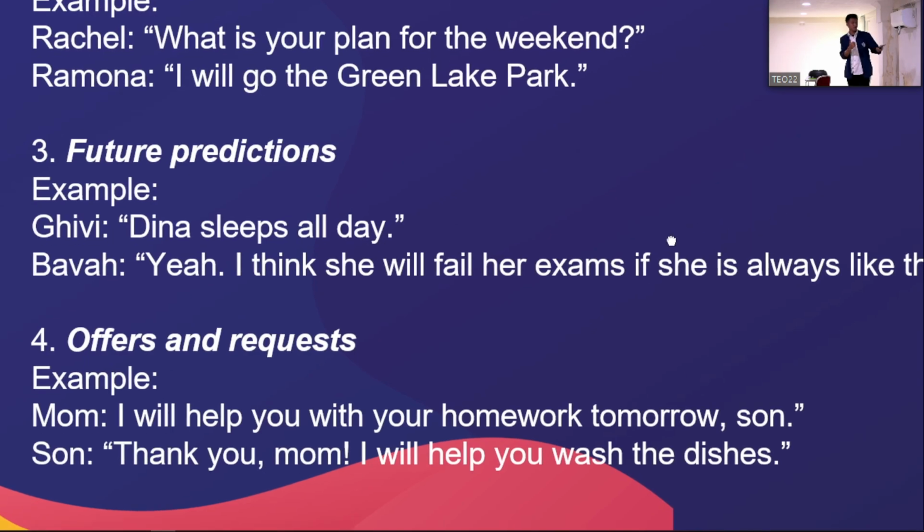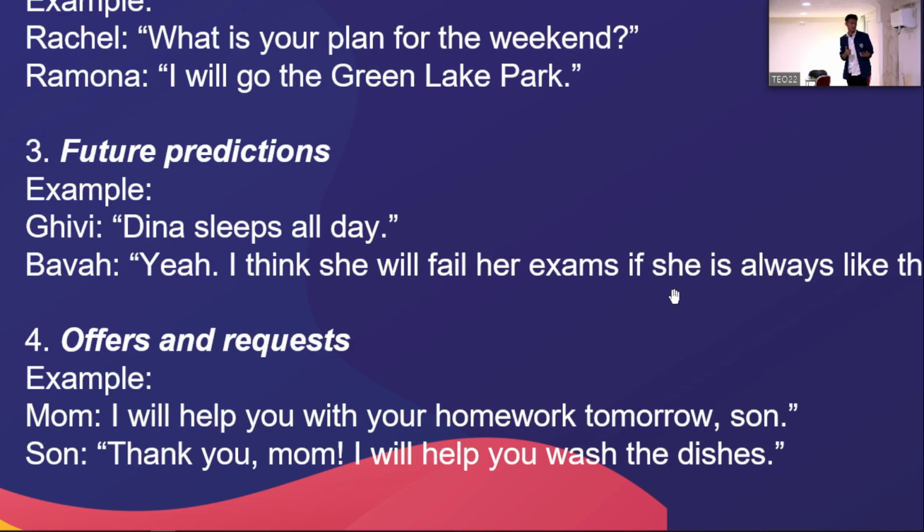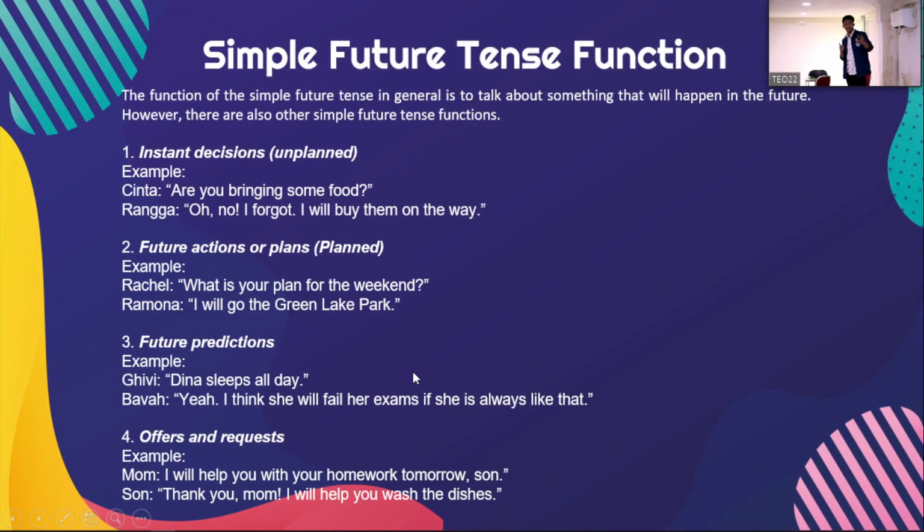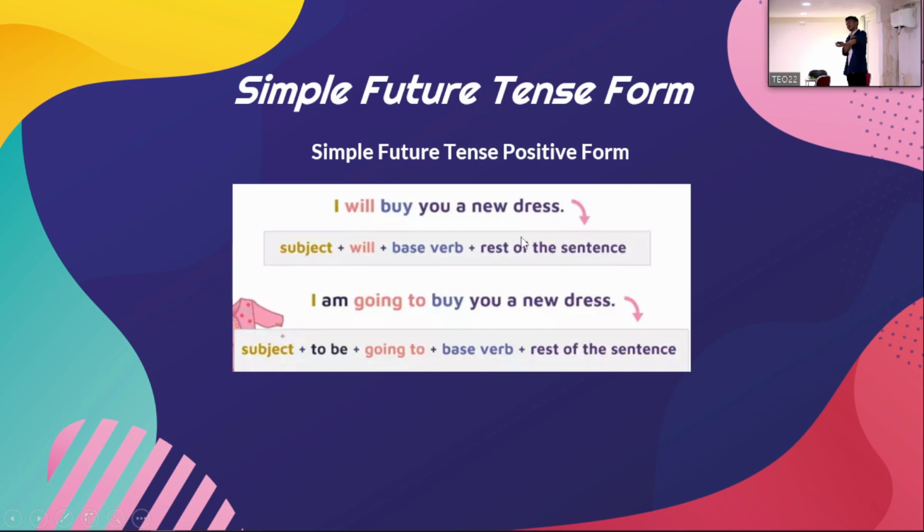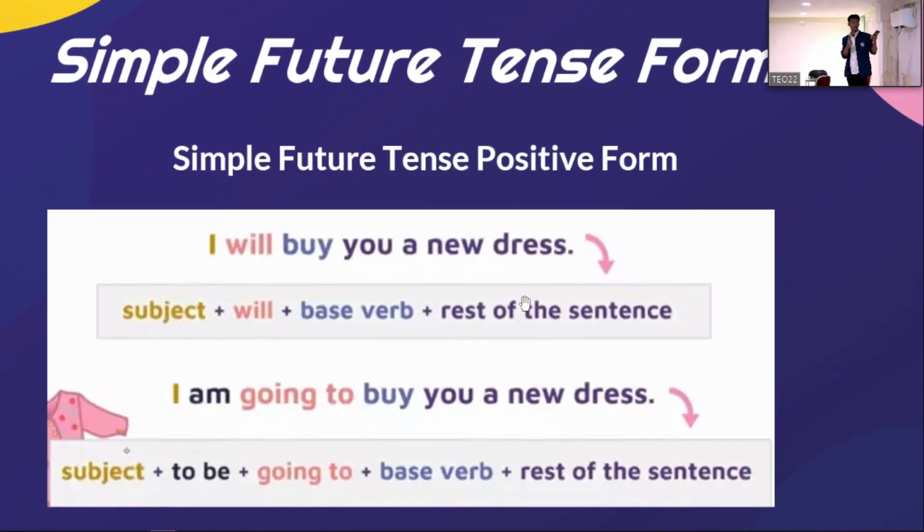And then the fourth is offer and request. For example, when mom says, "I will help you with your homework tomorrow, son." And then the son answers, "Thank you, mom. I will help you to wash the dishes." Okay, next. So we go to the simple future tense formula.